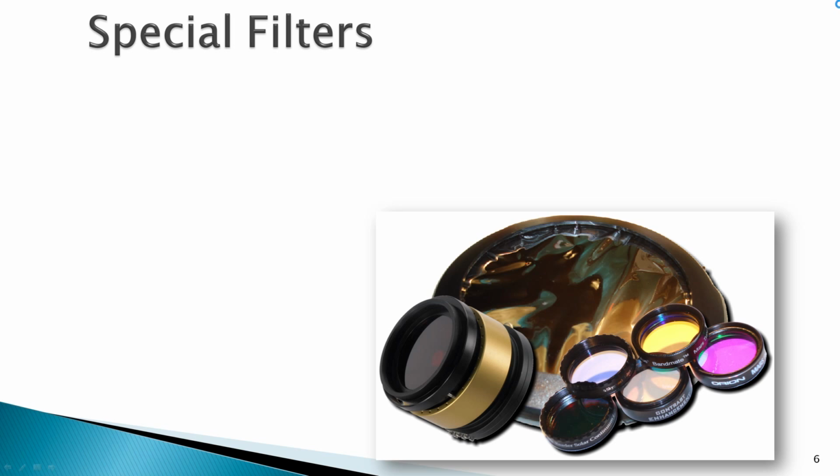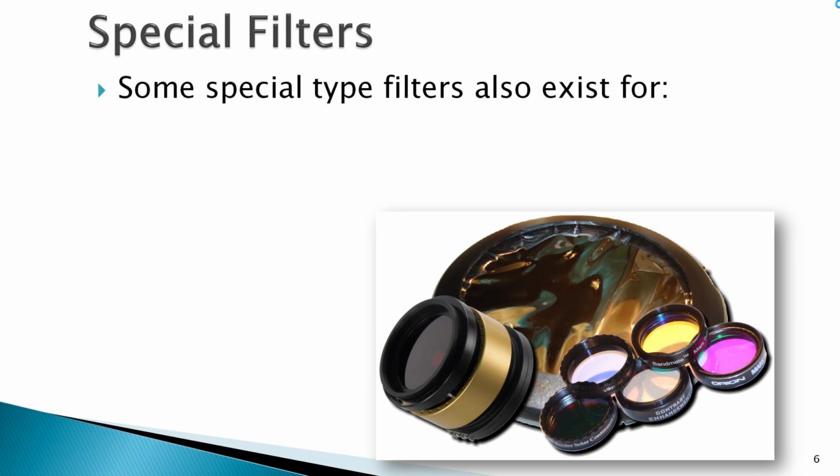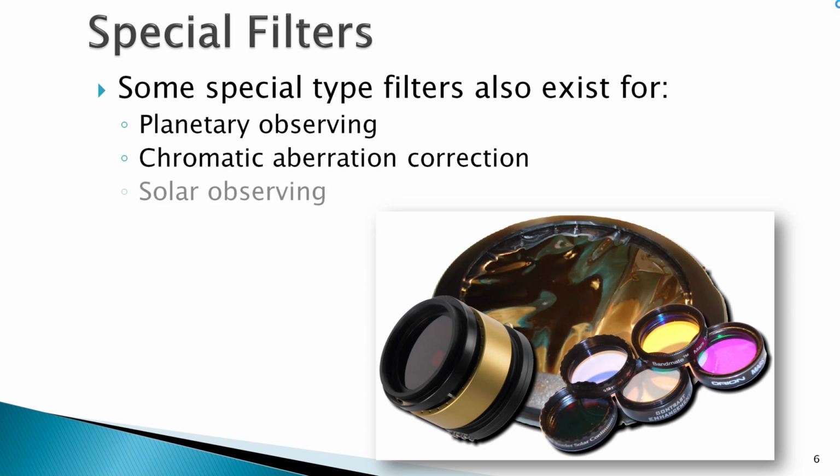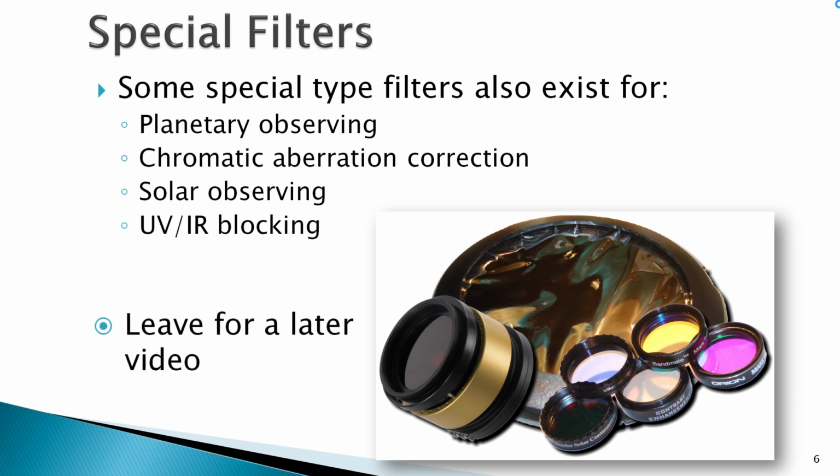There are filters on the market that combine both absorption and interference for very specific applications, such as planetary observing, chromatic aberration correction, solar observing, and UV-IR blocking. Although these are very useful filters for amateur astronomy, let's leave them for a later video. Instead, let me give you some examples of the sorts of things filters can do for us on planets and deep sky objects.